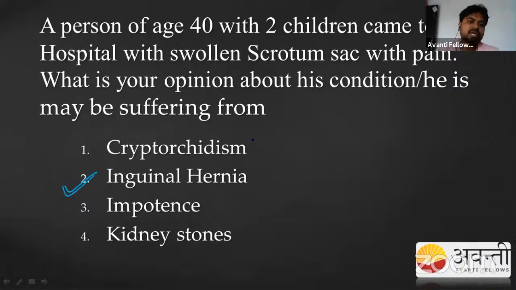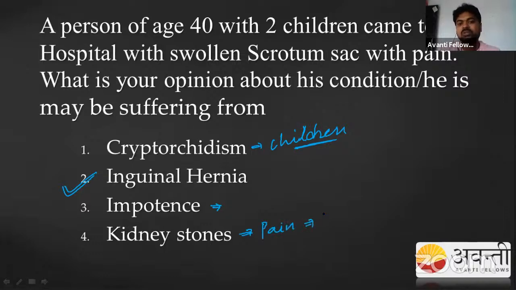Okay, so cryptorchidism is present in children. ठीक है, ये चिल्ड्रन में देखने को मिलेगा. After that, the doctor operates on it. ठीक है, उसको ऑपरेट कर देंगे. Next, impotency is a condition, or we can say it is a sterile condition of a human male. Kidney stone, in kidney stone pain happens in the abdomen.